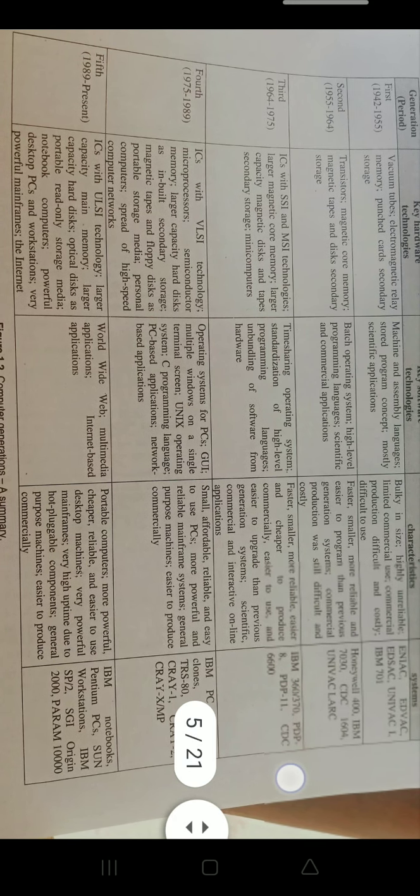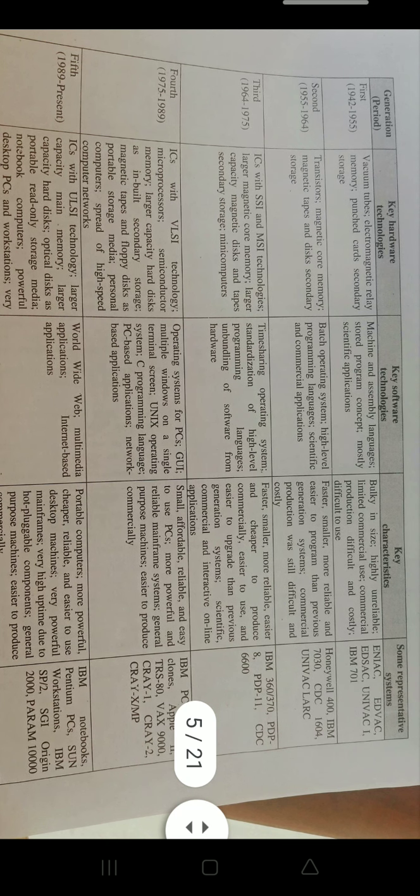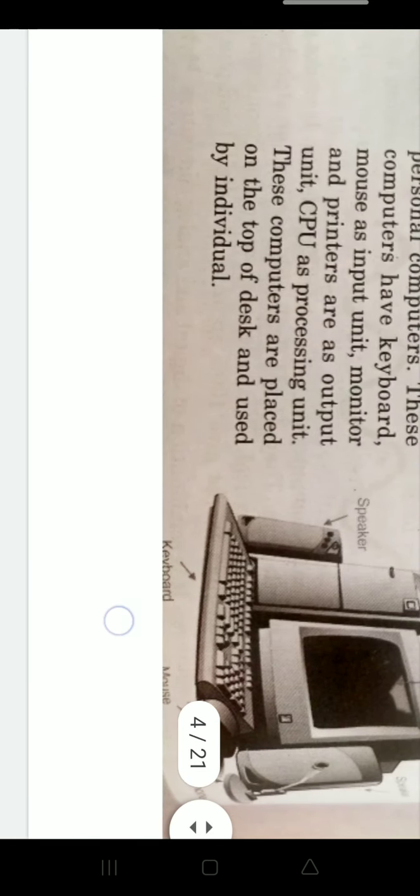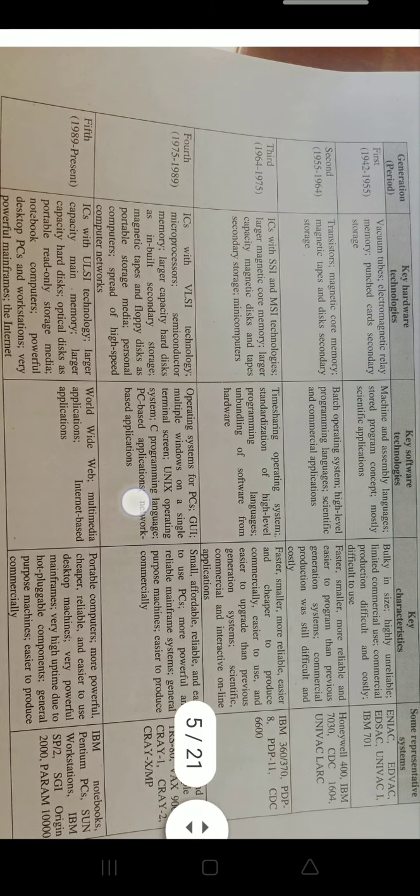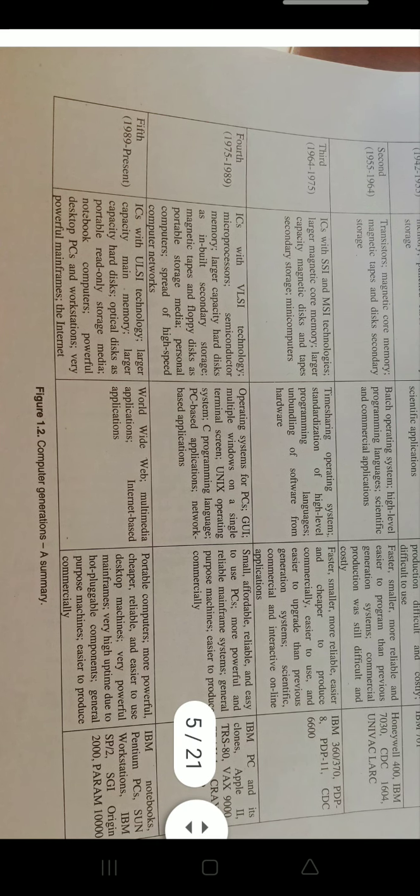Now, here is a table which gives a brief summarization of all the generations regarding hardware, software and main characteristics of the computers. Now, here we have discussed all the generations of the computer. In the fifth generation, the concept of artificial intelligence also arrived. Neural networks are also part of AI. Robotics was also developed in this fifth generation of computers.